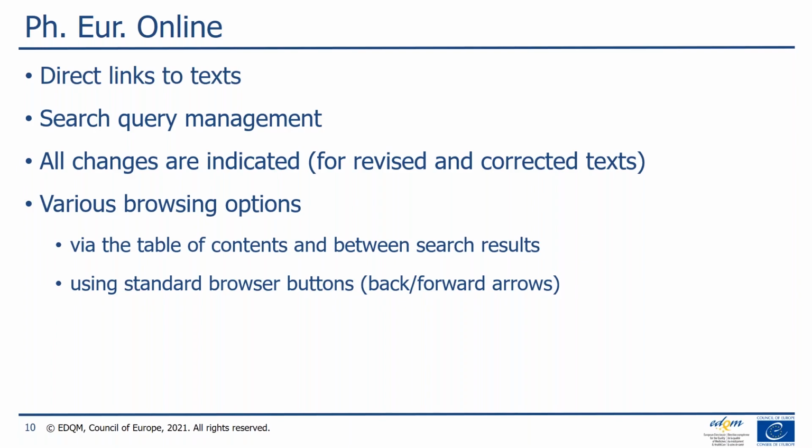The fact that each text now has its own URL means that a browser's standard navigation buttons can be used to go backwards and forwards through the text that you've been consulting. So it means that if you've been consulting one text and then click on a hyperlink to another text and then onto another text, you can use the backwards and forwards arrows to navigate back to the first texts and jump back and forth in a much more intuitive way.